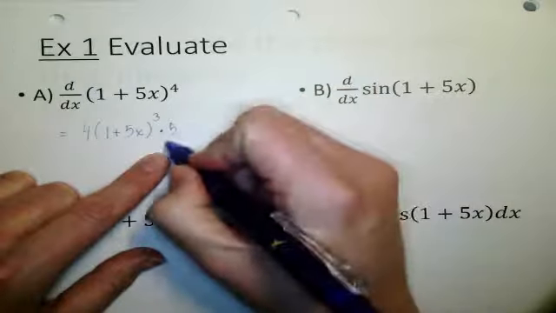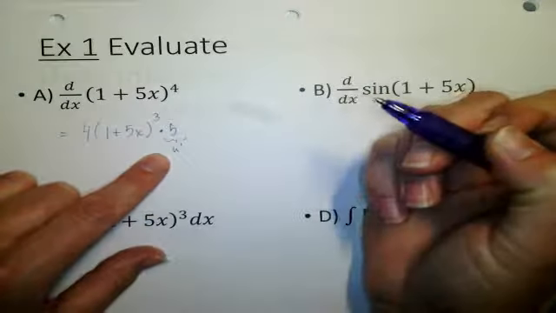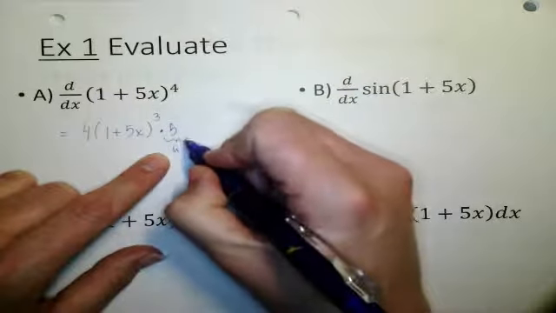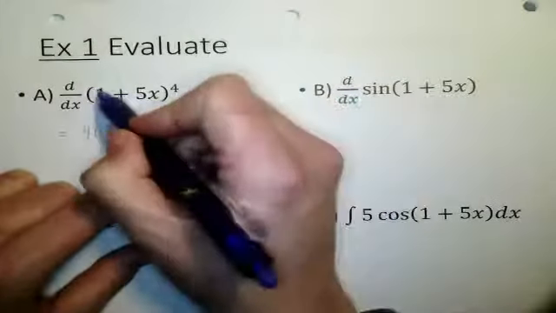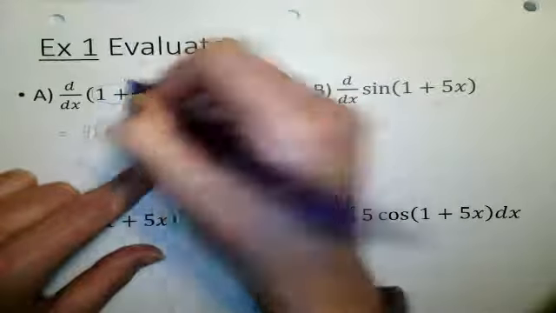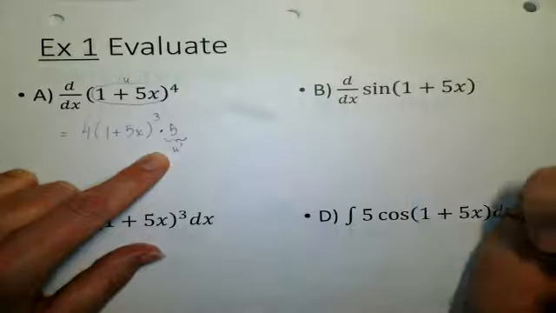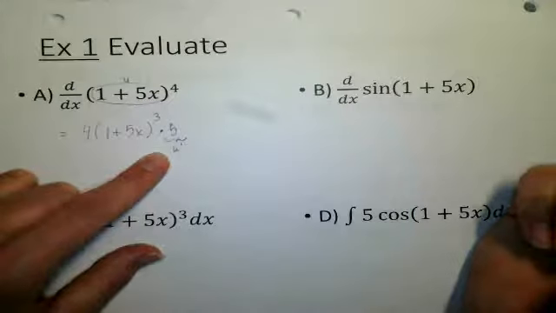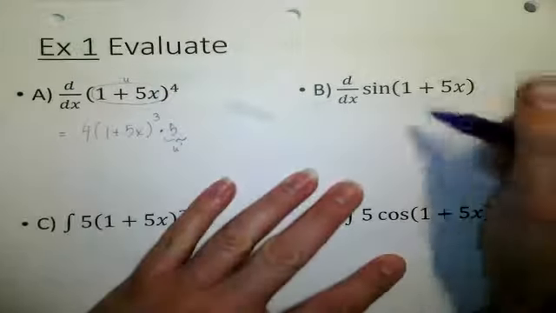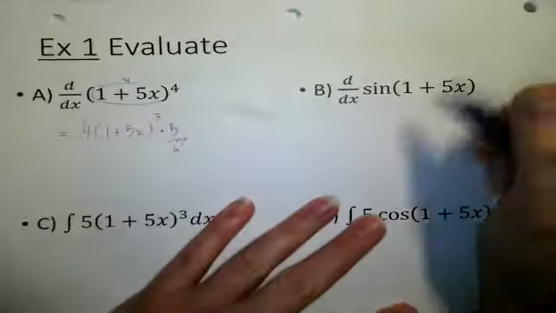So there again is what I'm going to call u prime. So that's that inner piece. If this whole thing is the inside, I'm going to call it u, then this is just the derivative of u. Okay, great, we're going to leave that there. Of course, you can multiply the 4 and the 5 together, but that's not the point of this exercise.